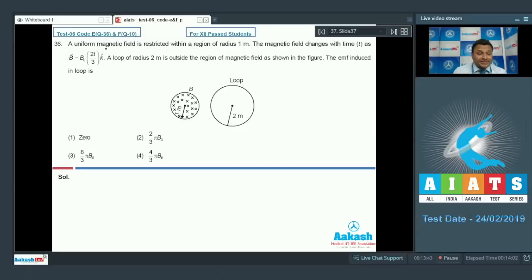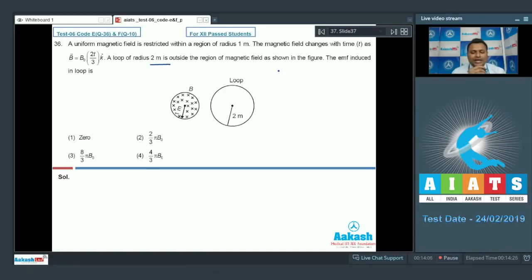Here is question number 36. A uniform magnetic field is restricted within a region of radius 1 meter. The magnetic field changes with time t as B equals B naught 2t by 3 k cap. The loop of radius 2 meter is outside the region of magnetic field as shown in the diagram. The EMF induced in the loop is what?